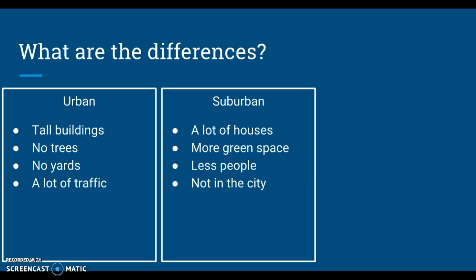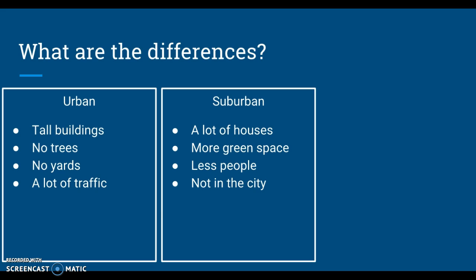Next, we're going to look at suburban communities. In a suburban community, there are a lot of houses, but not very many tall buildings. There's more green space, there's less people, and it's not in the city. Usually, suburban areas can be found right outside of a city. So you don't have to drive far out of the city to find a suburban community. Okay, so these are different.